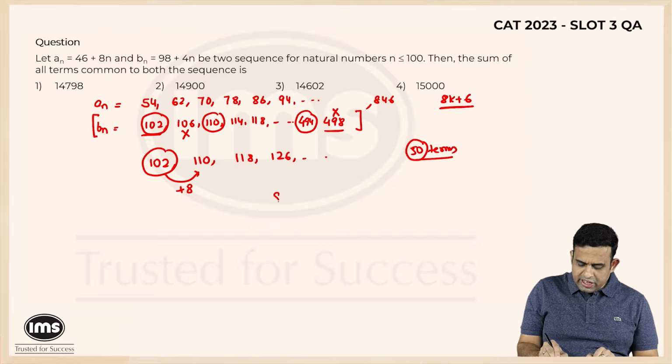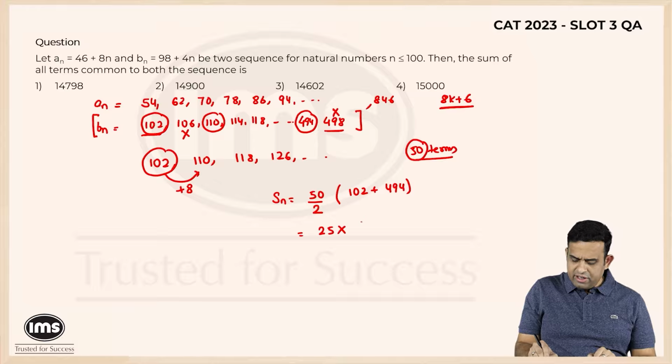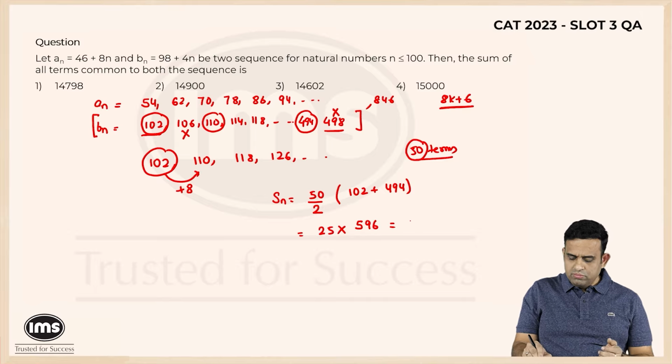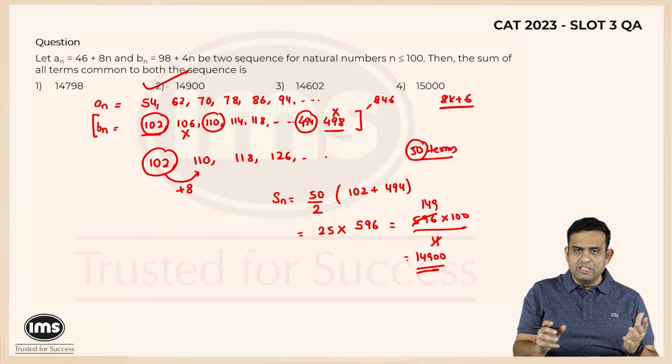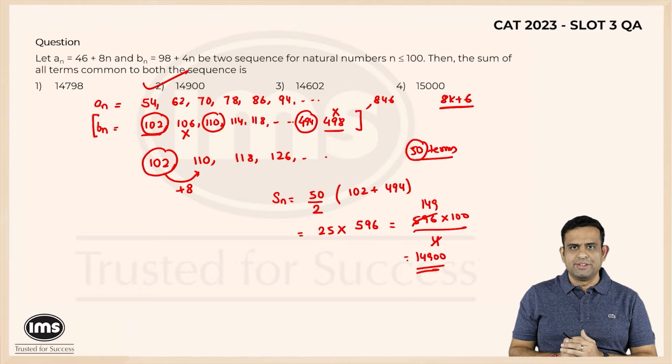So let's say we use that also now. The number of terms are 50, n by 2 into first term, which is 102, last term, which is 494. This becomes, one can say, 25 times of 596. So if you do this, 596 into 100 by 4, this becomes 149. So it becomes 14900, and hence one can choose to mark option number 2 over here.